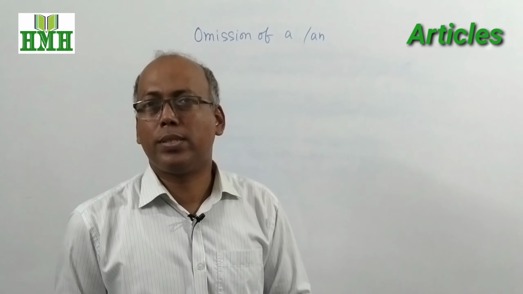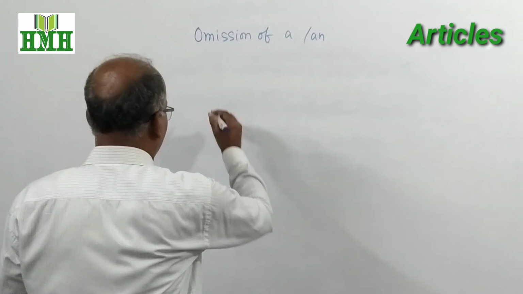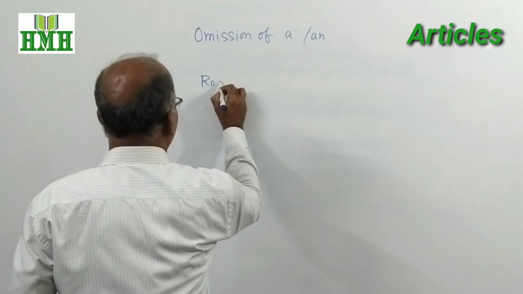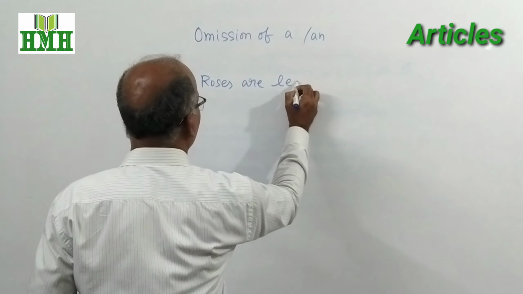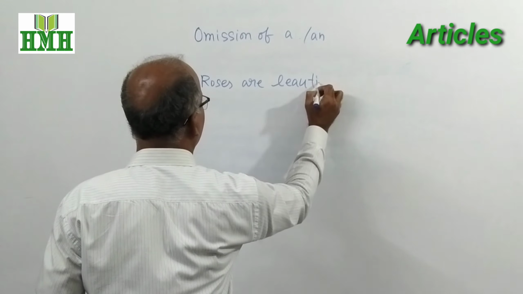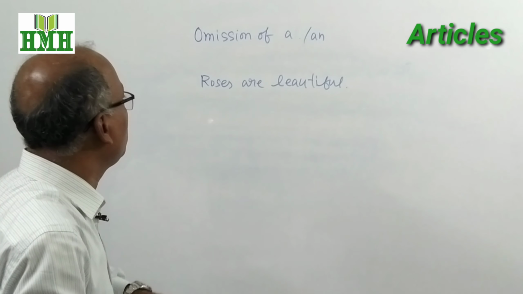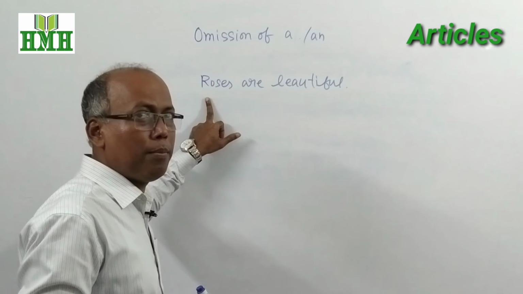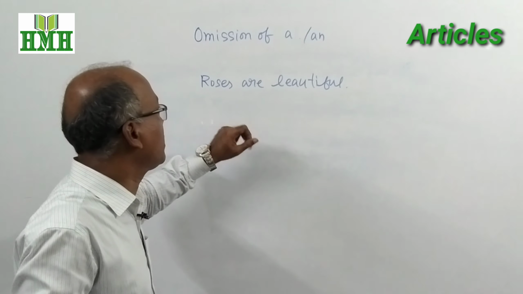Normally we don't use A or N before plural nouns. Roses are beautiful. We don't use A or N before plural noun, plural common noun. Roses are beautiful.